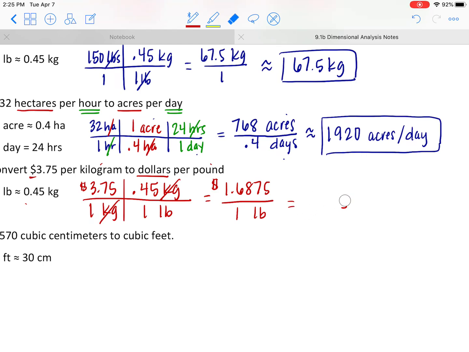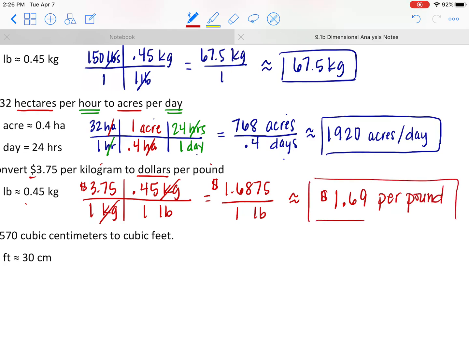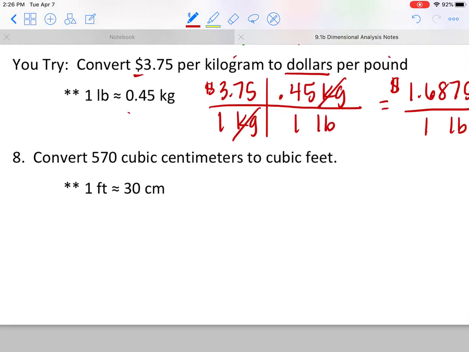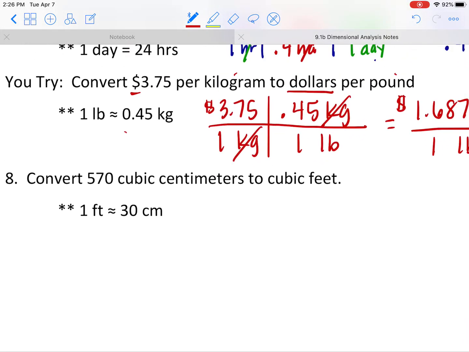On the bottom, 1 times 1 is 1 pound, so this is going to be 1.6875. Wouldn't really make sense to keep all of that because it's money, so let's go ahead and round it. Let's say this is, again, approximately $1.69 per pound, or LB. No idea why pounds are abbreviated LB, but whatever. Okay. So I think all those are pretty straightforward.